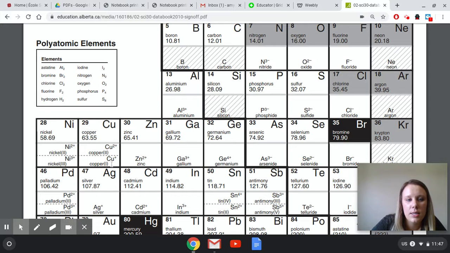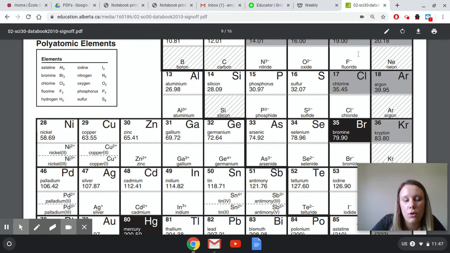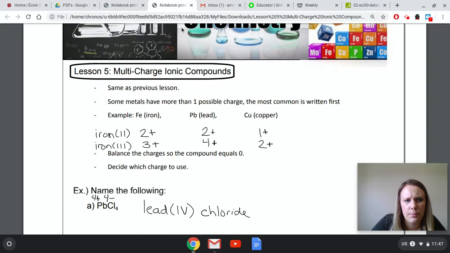If you can see at the bottom of the box the Roman numerals in brackets next to the metal, then you're going to write those when you have an ionic compound that's multi-charged. If you don't see that, you wouldn't be calling this zinc 2. This is just zinc fluoride, say. But what you have to say for copper fluoride is you would have to say whether it's copper 2 or copper 1. So let's do an example.